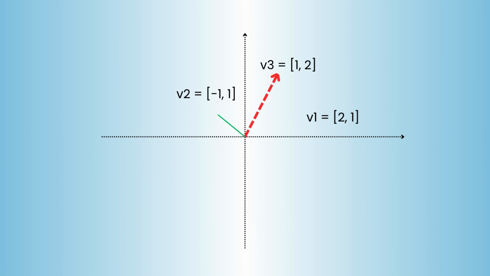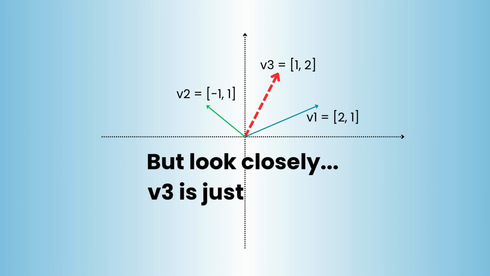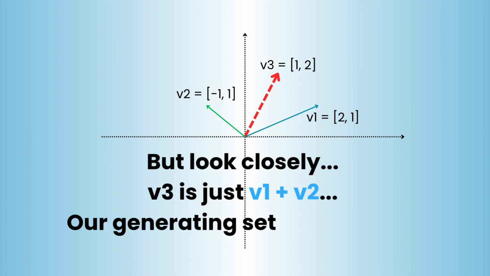But look closely. We know from our last video that these three vectors are linearly dependent. v3 is just v1 plus v2. It's a redundant building block. We can still reach every point in the plane using only v1 and v2. Our generating set is inefficient. It works, but it's bloated. So, this leads to the question, what is the best generating set?